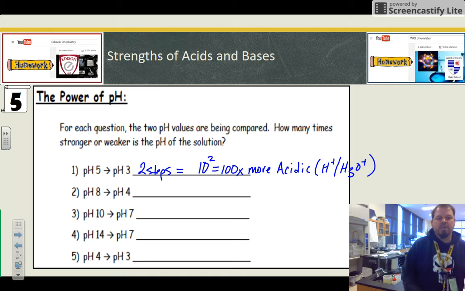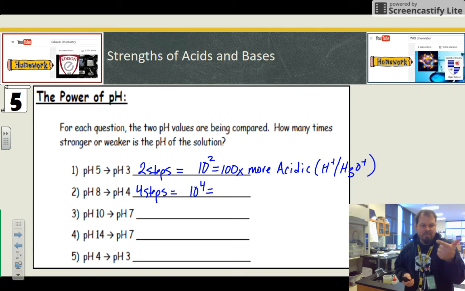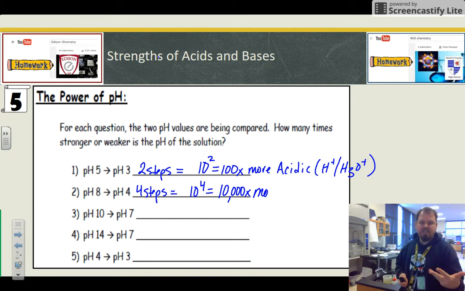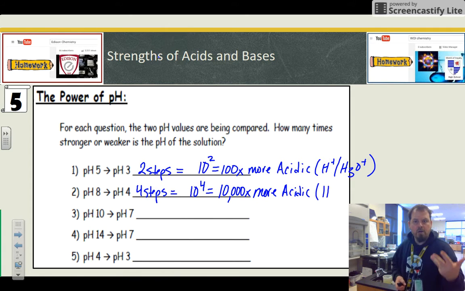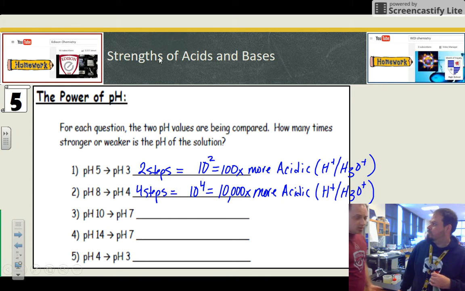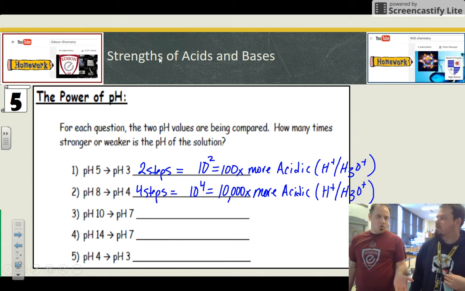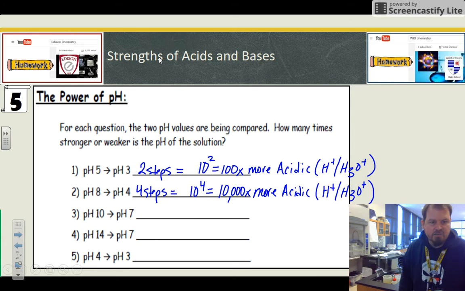8 to 4, I'm moving four steps. So four steps is now 10 raised to the 4, which is 10 times 10 times 10, which is 1,000. Times another 10, which is 10,000 times more acidic. So there's 10,000 times more H plus ions in solution. That's a lot. That's why we needed the logarithmic scale to represent it in a simple number instead of all the scientific notation. Because this number 1 through 14 is a lot easier to understand.